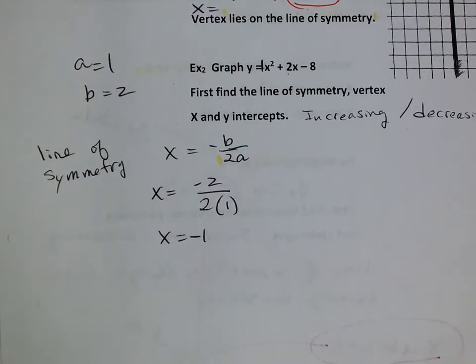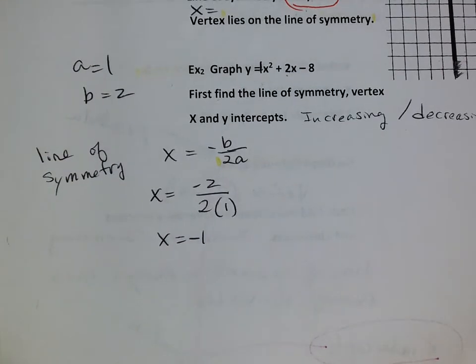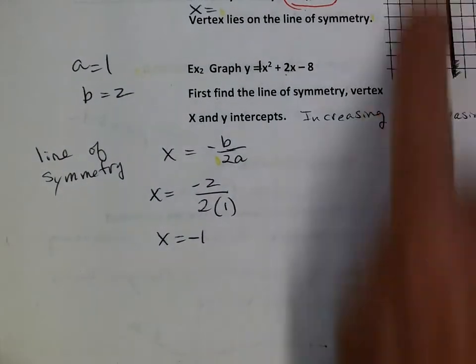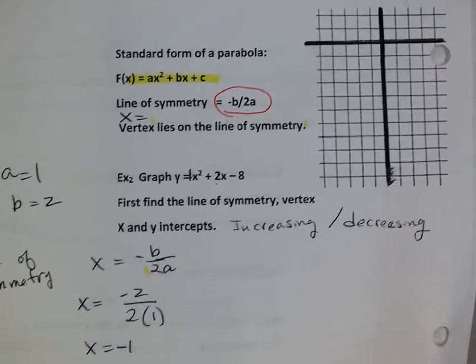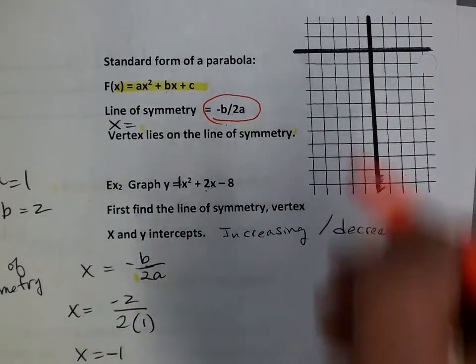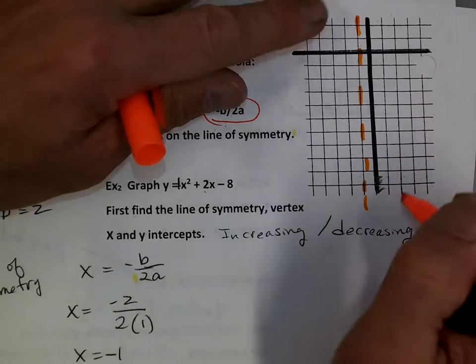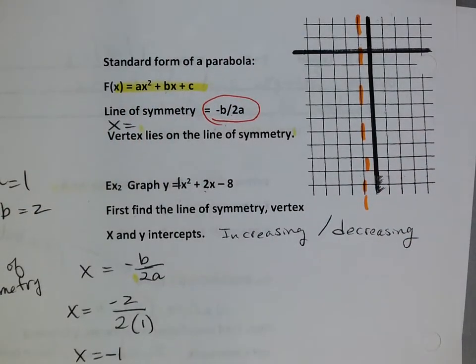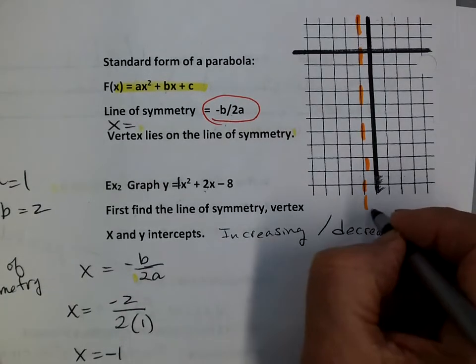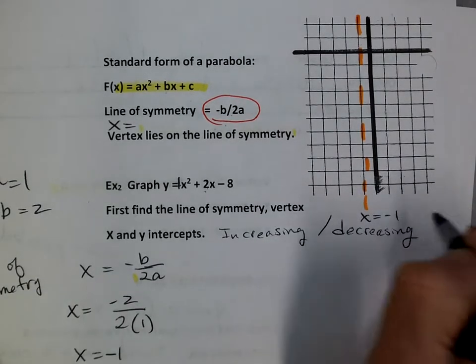Let's graph that. Let's put that on a graph, okay? So x equals negative 1 is an up and down vertical line, and we're going to put that at negative 1. So remember, it's an invisible line. It really is an invisible line, so I like to draw it like that, because it's not part of the graph, it's just like the middle of the graph. That's my x equals negative 1.